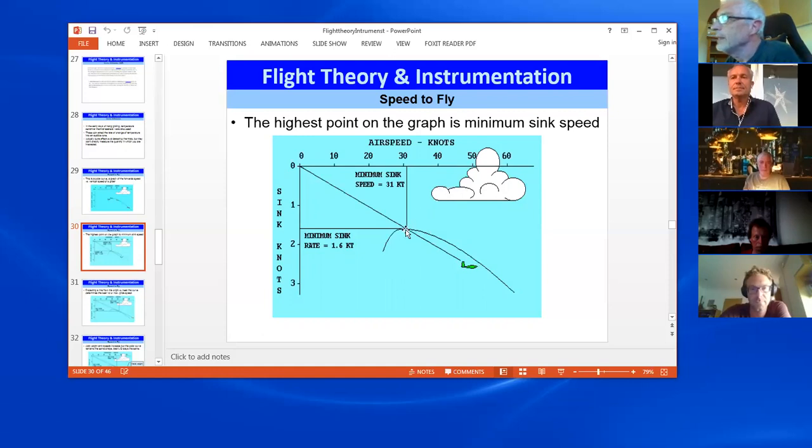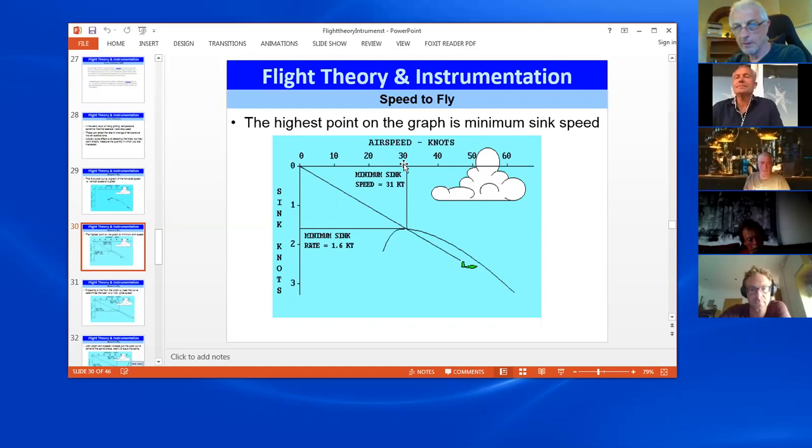Now, if you take the highest point of the curve, that is your min sink. It has to be. It's the minimum sink. Anything to the left is increasing sink. Anything to the right is increasing sink. So min sink is this point. So if we run that up, we'll get the airspeed at which you get min sink.